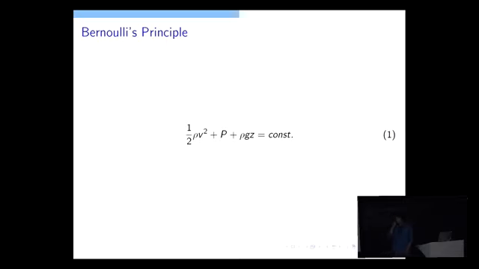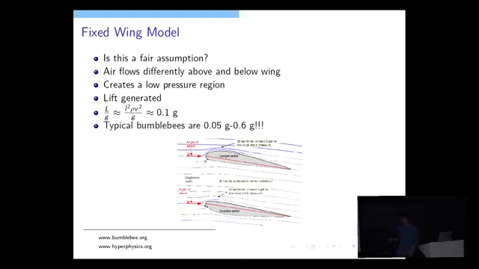I'm sure a lot of you have learned about Bernoulli's principle in your introductory physics courses. Basically, if you have a fluid that moves faster, it requires a lower pressure. That's the main thing I want you to get out of that, and I'll use that fact later on. This is basically a restatement of conservation of energy for fluids.